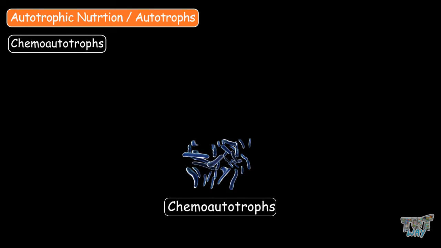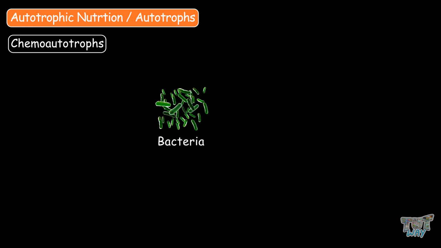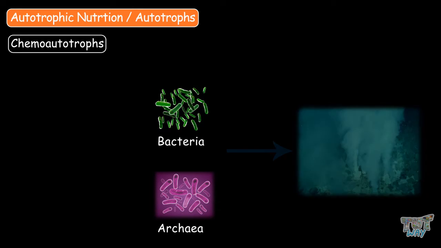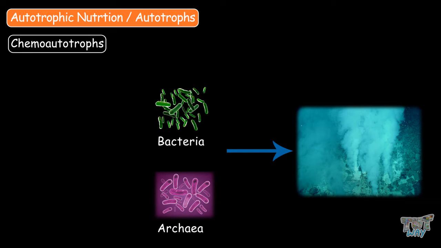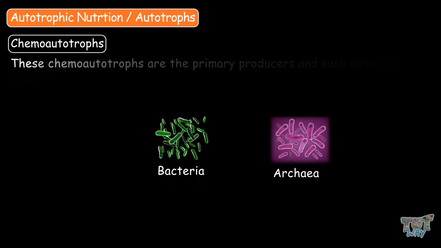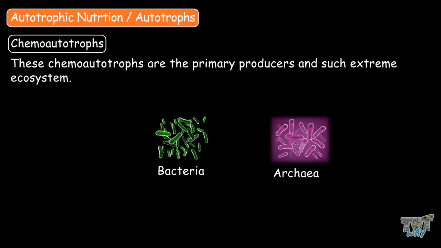Most of the chemoautotrophs are bacteria or archaea that live in hostile environments such as deep sea vents, and this is why they are often called extremophiles, because they live in extreme conditions like a very hot spring or deep sea vents. And these chemoautotrophs are the primary producers in such extreme ecosystems.